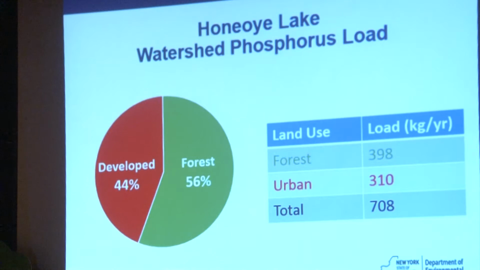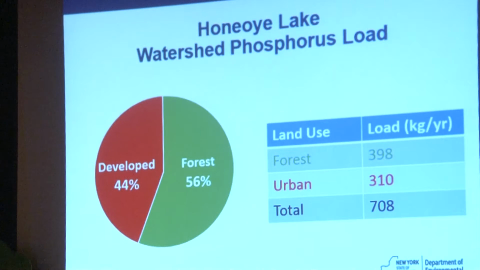Developed land, on the other hand, which was around 23% of the watershed, generated 44% of the phosphorus load. And when you do the calculations, you can see that we can come up with actual amounts of phosphorus which are leaving the watershed. And we've gone a little bit metric on this because we're scientists and engineers. So the forest is exporting almost 400 kilograms per year. That's about 800 or so pounds of phosphorus per year. And the urban areas are a bit lower, 310, that's around 600 pounds of phosphorus per year.